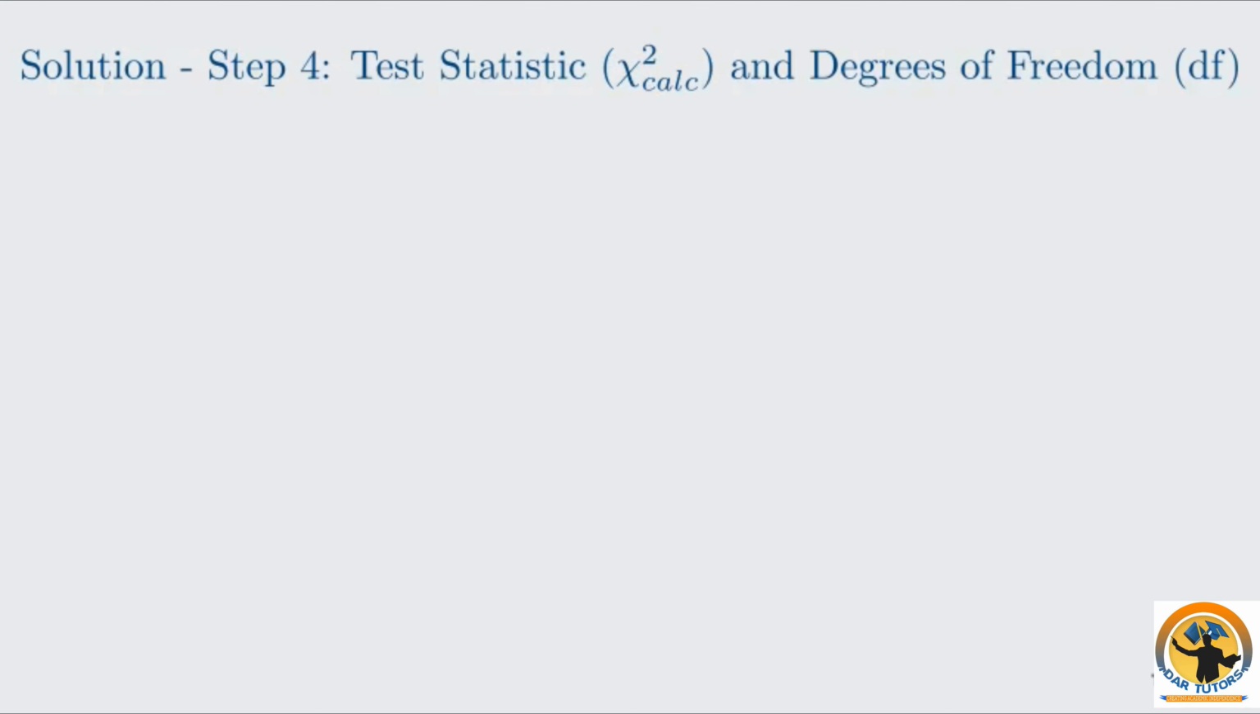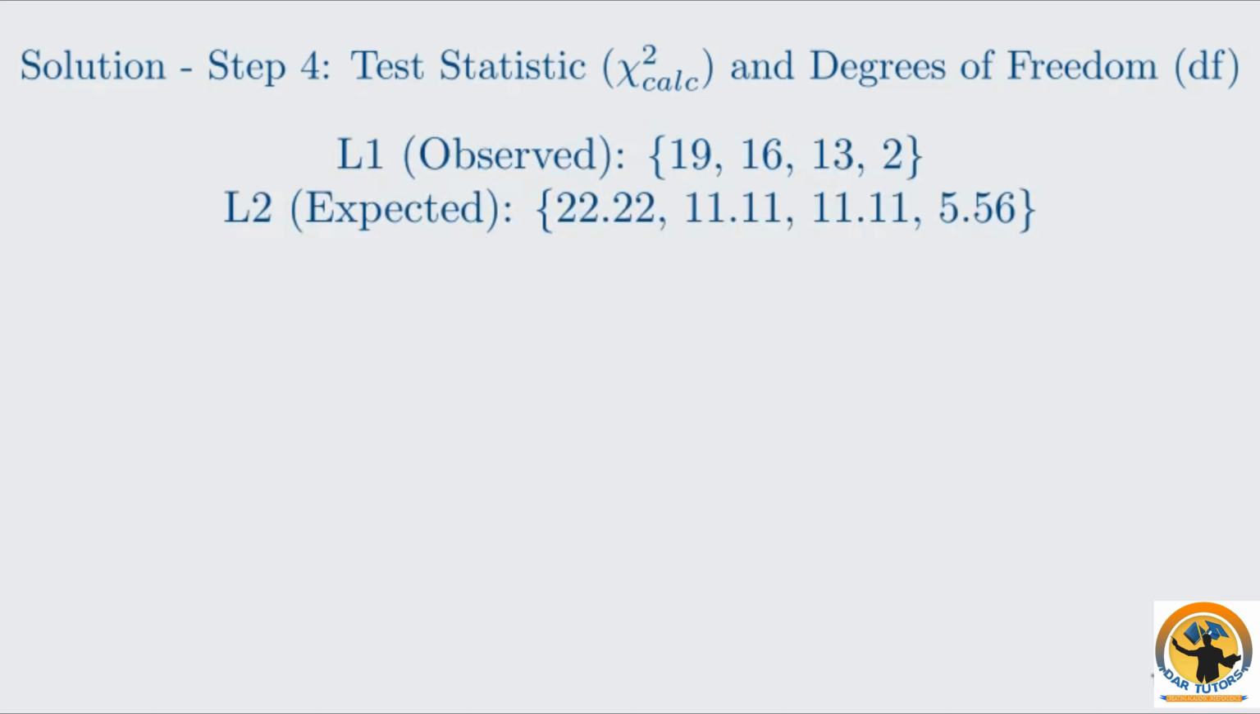Now let's find our test statistic. We'll use a graphics calculator for this. First, enter the observed frequencies into a list, say L1, and the expected frequencies into another list, L2. L1 contains the counts Aggie found, and L2 contains the values we just calculated. Next, we calculate the degrees of freedom. There are 4 categories, so the degrees of freedom is 4 minus 1, which equals 3.